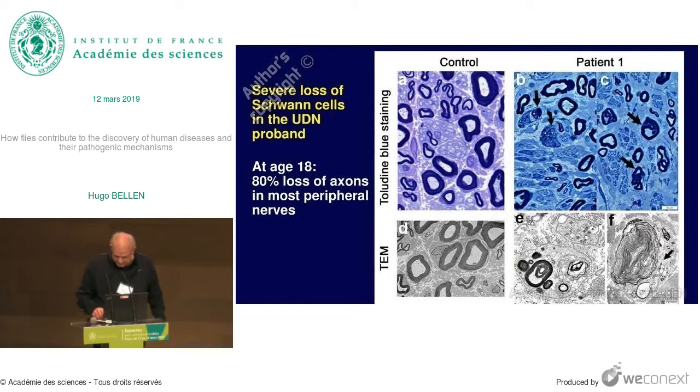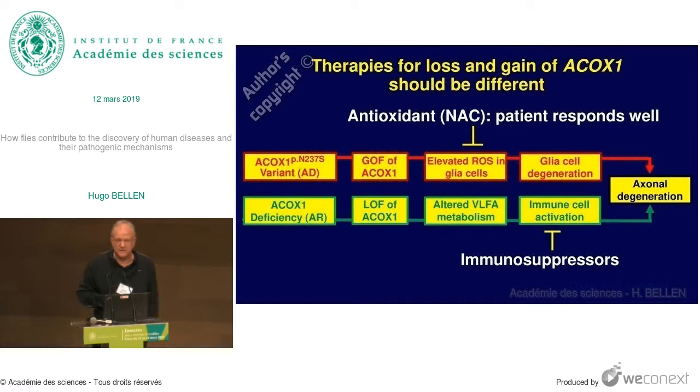So what we're trying to do here is use the fruit fly to not only work on the mechanisms of disease, but also to develop drugs and go back to the clinic and try to intervene. And here you see what's happening at the bottom when you have a loss of ACOX1 and you have this altered very long-chain fatty acid metabolism that leads to an immune cell activation, and there you need to treat with immunosuppressants. But in this case, you have elevated ROS in the glial cells, and N-acetylcysteine has a positive effect on the treatment.